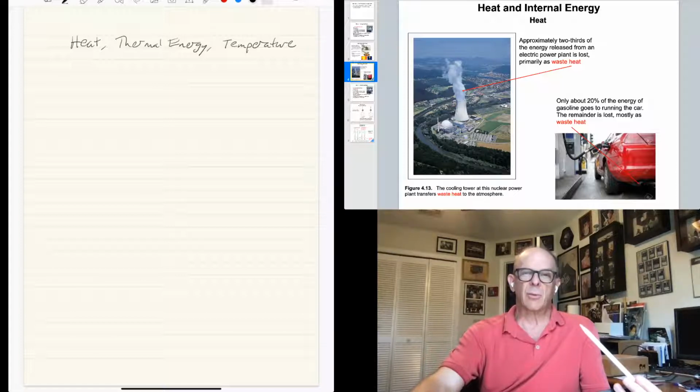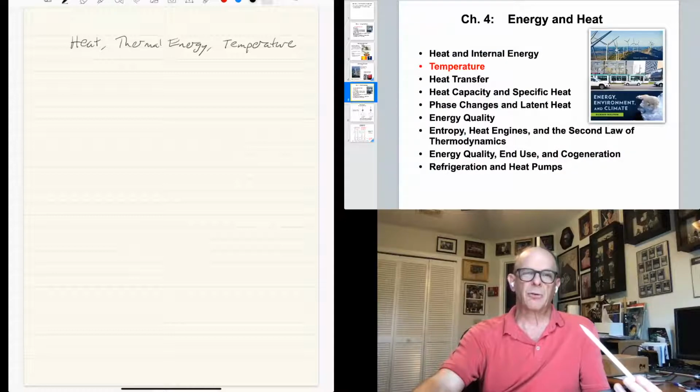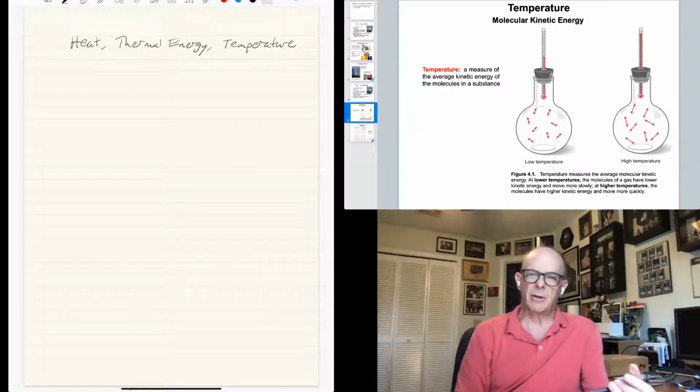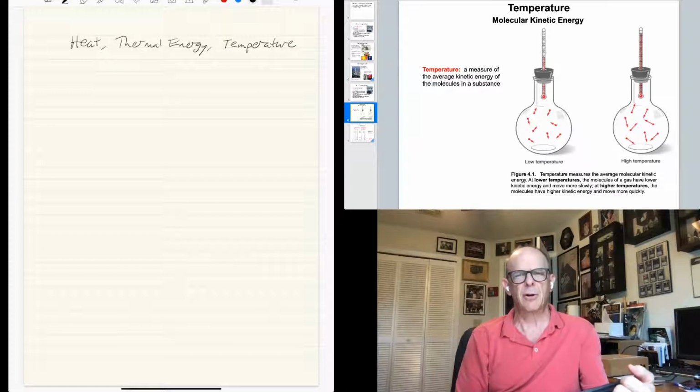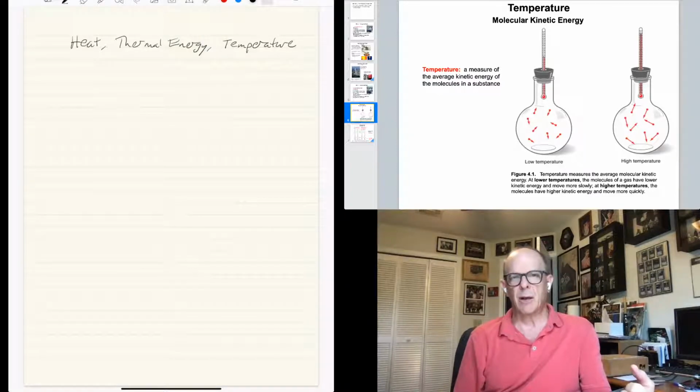And so we put it into a cooling tower, and the process of evaporation that you see with steam coming off cools that water off until it's safe to put back into the environment. So let's just briefly talk about temperature. Temperature is the number that we use to measure the kinetic energy of the molecules in the substance.